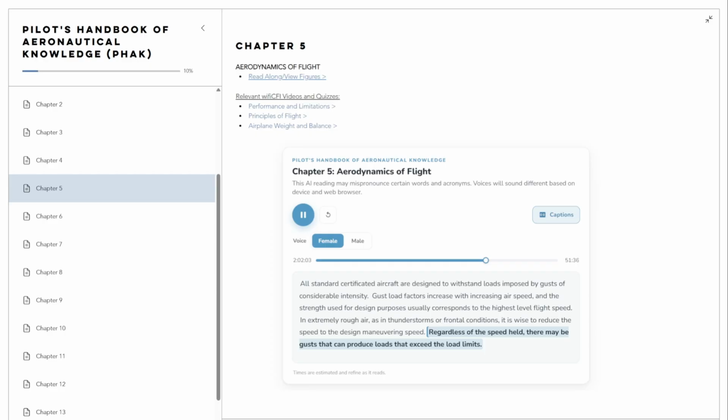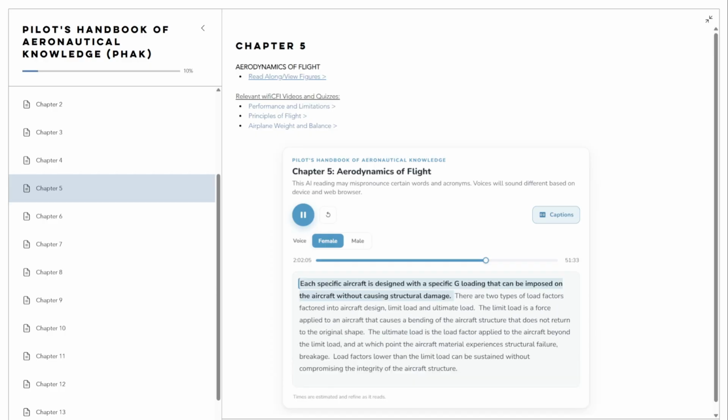Each specific aircraft is designed with a specific G loading that can be imposed on the aircraft without causing structural damage. There are two types of load factors factored into aircraft design: limit load and ultimate load. The limit load is a force applied to an aircraft that causes a bending of the aircraft structure that does not return to the original shape. The ultimate load is the load factor applied to the aircraft beyond the limit load, and at which point the aircraft material experiences structural failure, breakage.